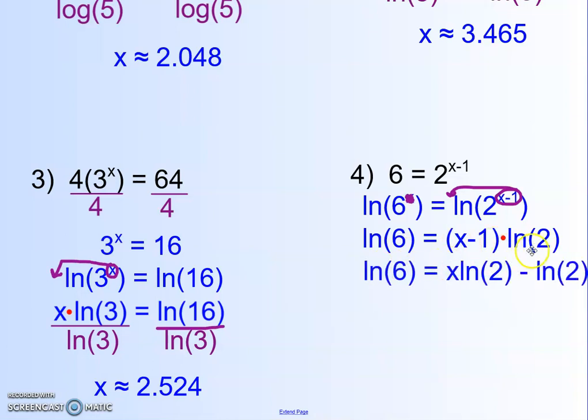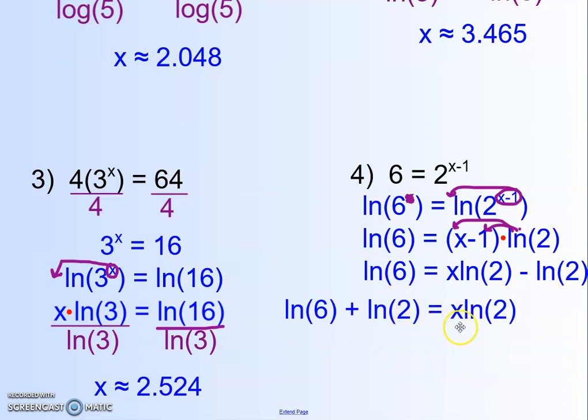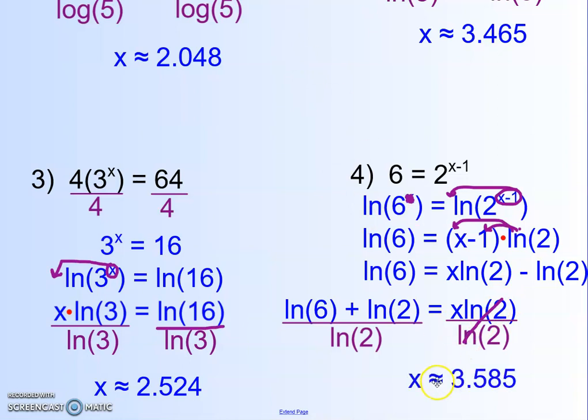One way is you could distribute this natural log of 2 into that group of parentheses. And if you do, you would have this. And then I'm trying to get x by itself. You'll notice I can add the natural log of 2 to both sides. And then I could divide both sides by the natural log of 2. My focus is on getting this x by itself. And that's what I get for x.